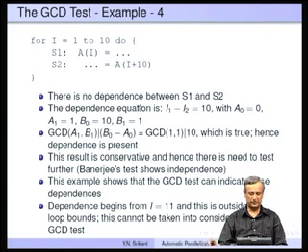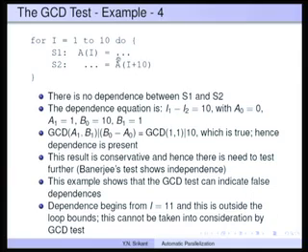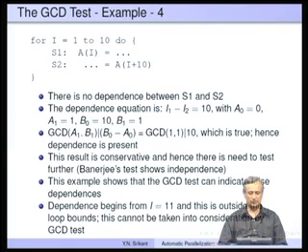Why did this happen? The problem is from I equal to 11 onwards the dependence really begins, but I equal to 11 is outside the bounds of this particular loop, but the GCD test does not worry about the loop bound. Therefore, it is unable to decide that there is no dependence between S1 and S2. So, the next form of test, which is more powerful, called Banerjee's test, will take this into consideration.